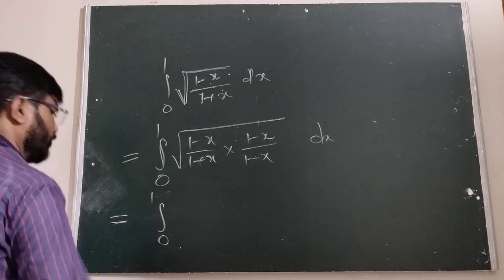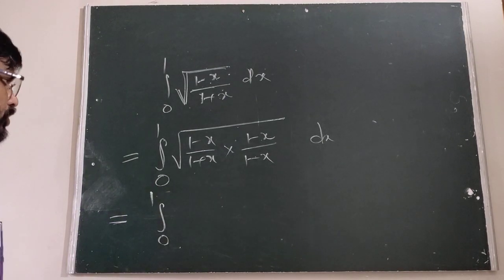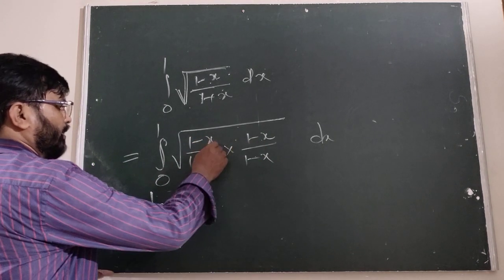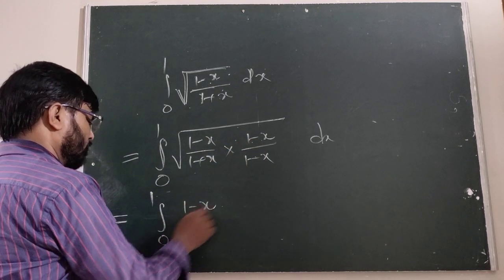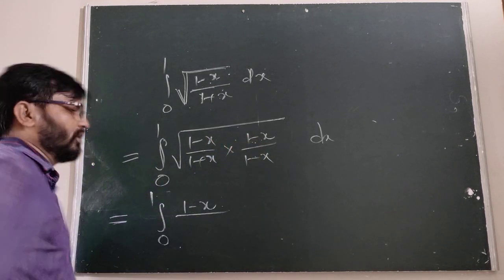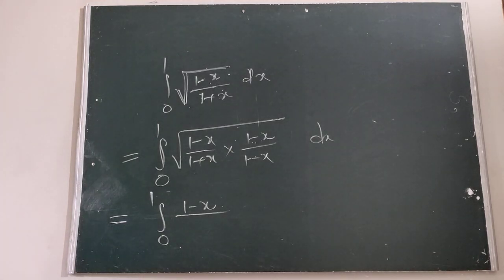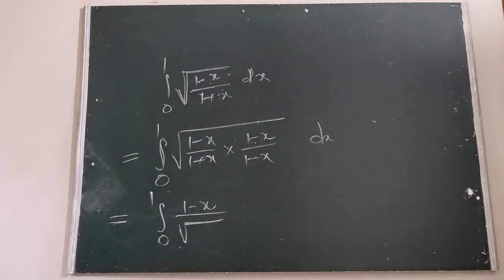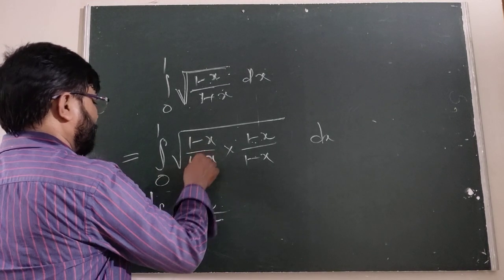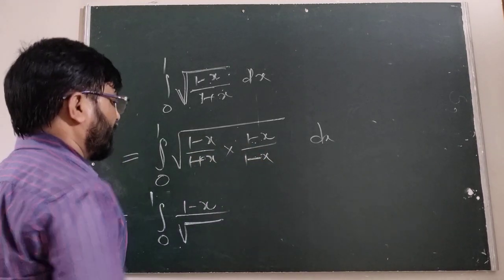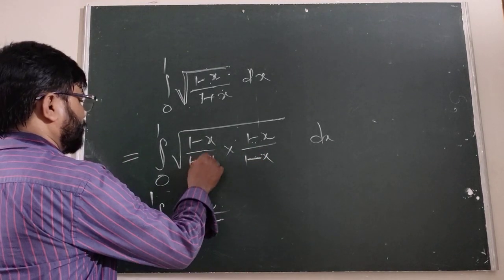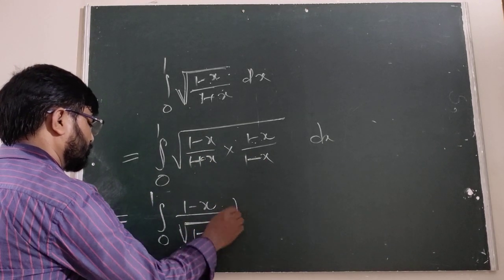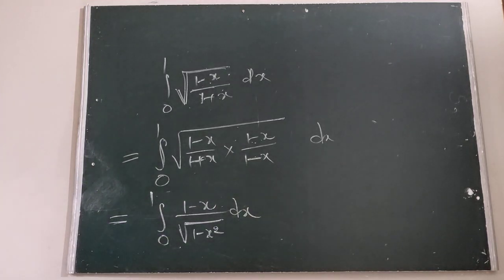Integral 0 to 1. This is 1 minus x into 1 minus x. Yes, 1 minus x into 1 minus x is 1 minus x whole square, and the square and under root cancel. Now we can write a plus b into a minus b, which is a square minus b square. That is 1 minus x square dx.